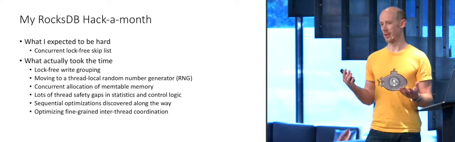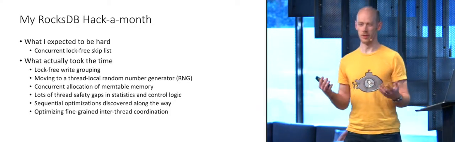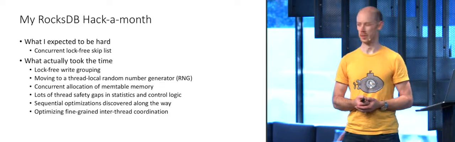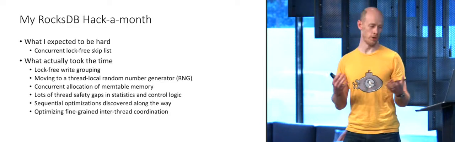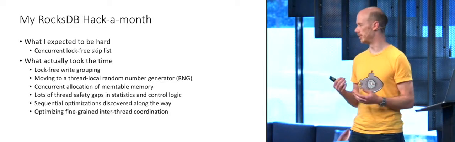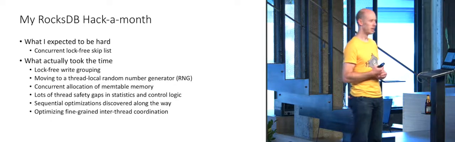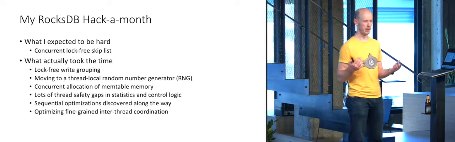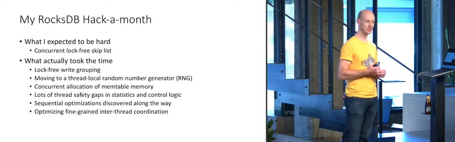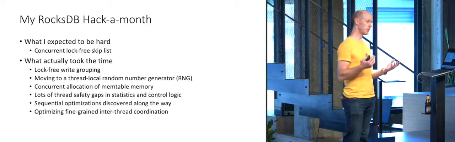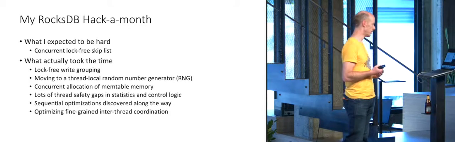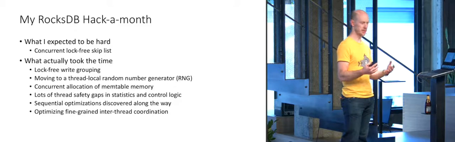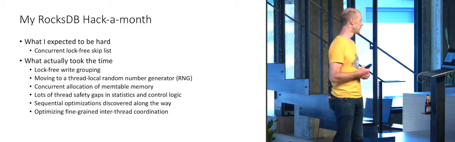So when I started this, I thought that the hard part was going to be the concurrent writes to the lock-free skip list. Concurrent lock-free algorithms are generally difficult, especially in C++. Turned out that was actually by far the easiest part of the whole project. What actually was hard was taking the low-hanging fruit so that we can get to the point where we can run things.